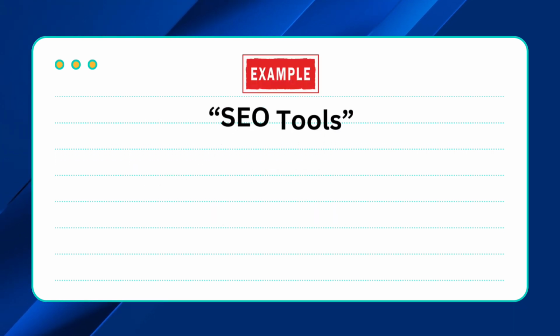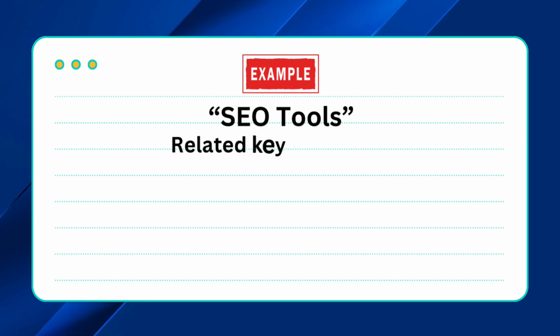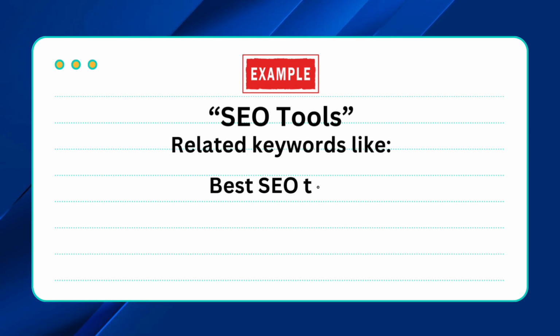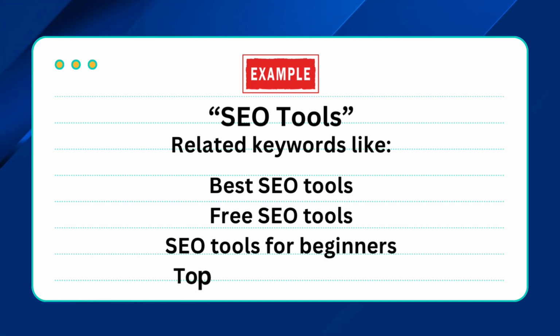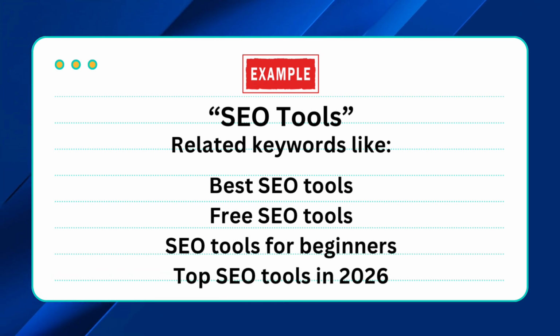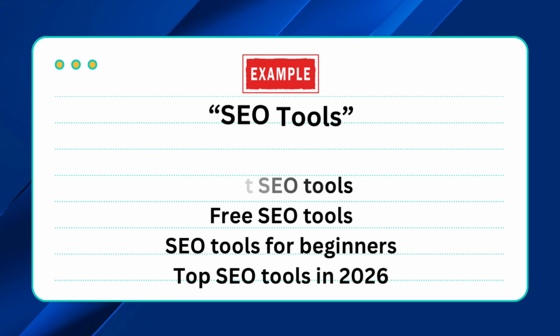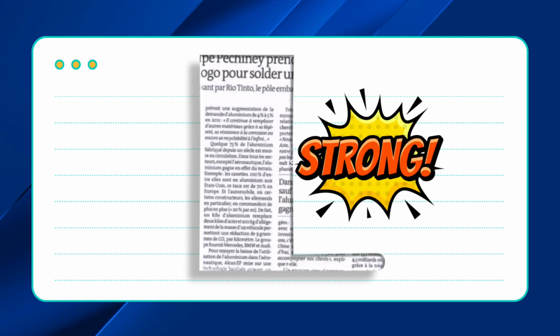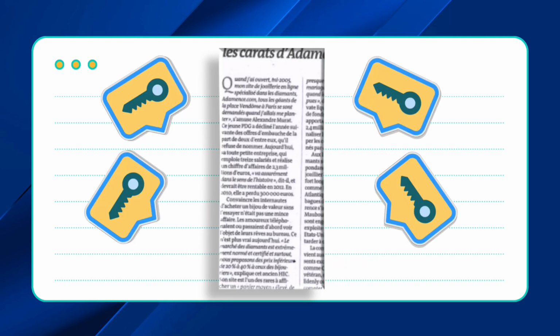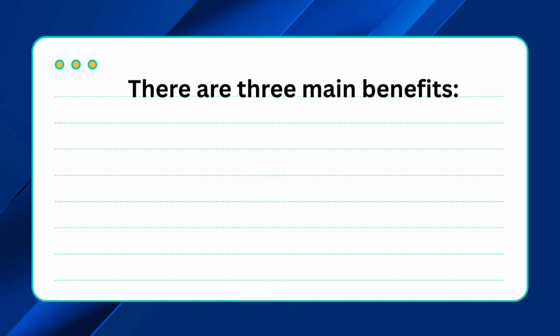For example, imagine your main topic is SEO tools. You might find related keywords like best SEO tools, free SEO tools, SEO tools for beginners, top SEO tools in 2025. All of these keywords are related and share the same intent. So instead of writing 4 separate articles, you can create one comprehensive article that covers all of them. This is keyword clustering.